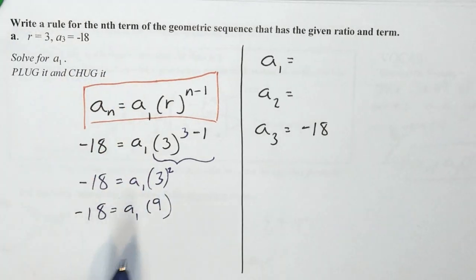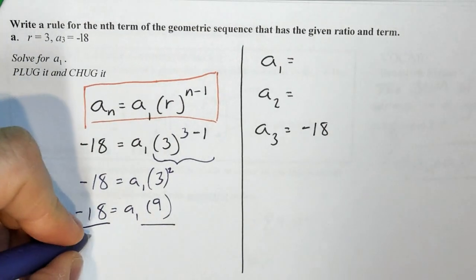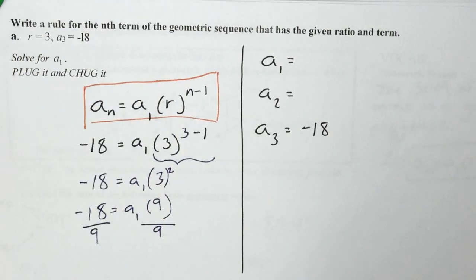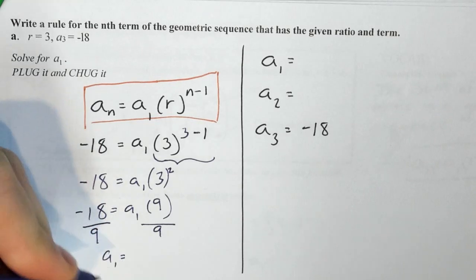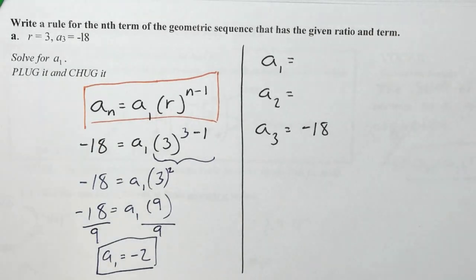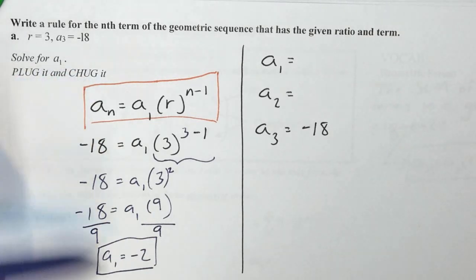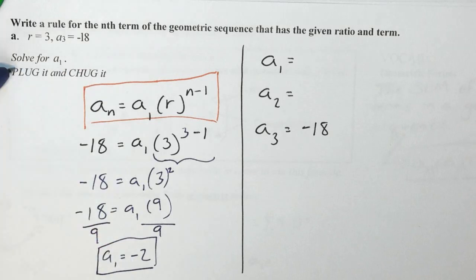Now I want to move that 9 away from the a1, and when I do that, I'm going to divide, and that is going to give me an a1 value of negative 2. Cool. Now if you take a close look, whenever you're writing one of these rules, you're supposed to have a1, which we now have down here, and you're supposed to have a ratio, which we now have right up here. So you should have enough information to write your rule. So we can do that.